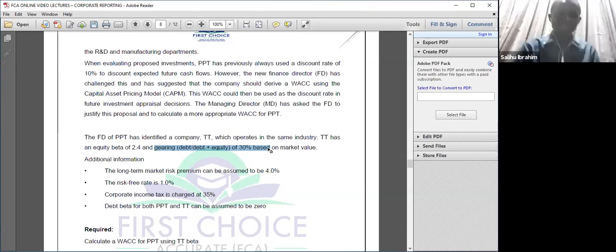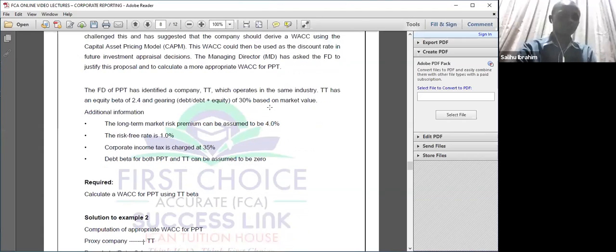After that, I go straight. I've already been given my cost of debt, 3% pre-tax. I go and compute my WACC. And that will be all. So let us go straight and treat this question.